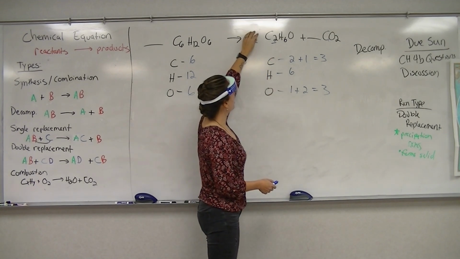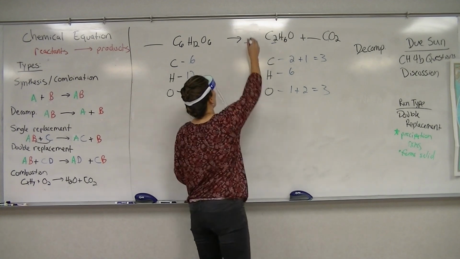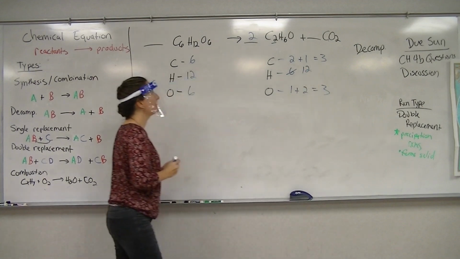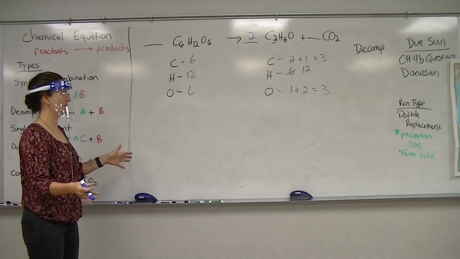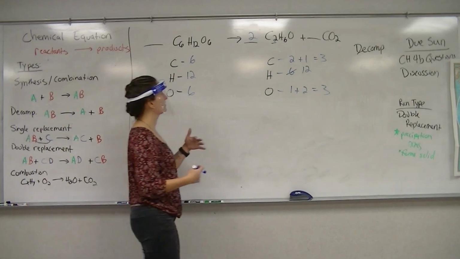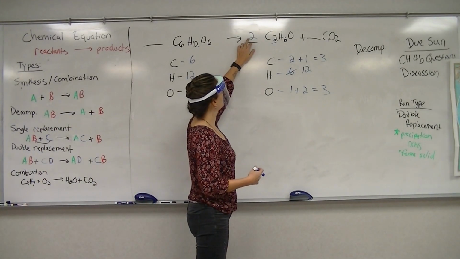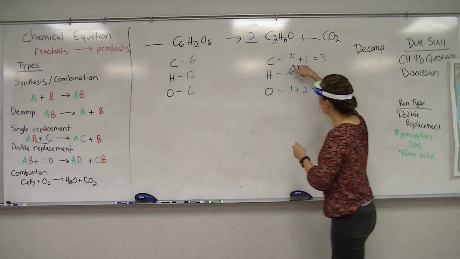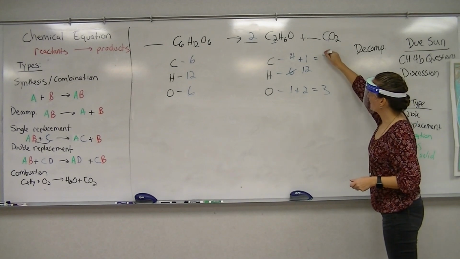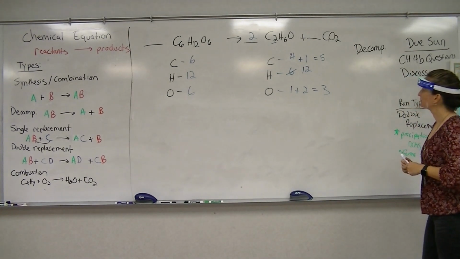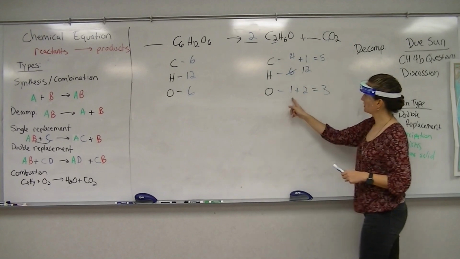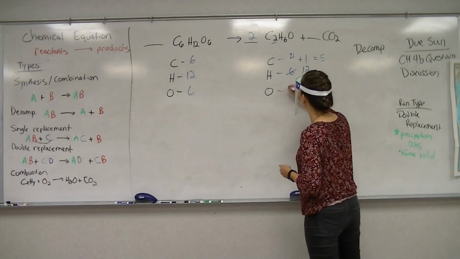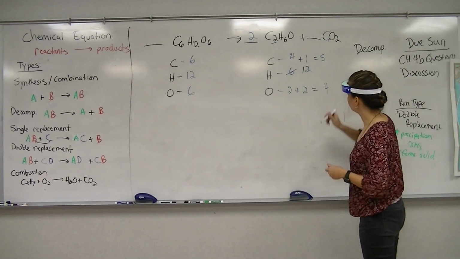Because you always do coefficient times subscript. So if I put a 2 here, I have 12 hydrogens. But it's going to change all the elements in that compound. So it's changing my carbons too. How many carbons do I have now? 2 times 2 would be 4. And I'm just changing this carbon. So my total has changed to 5 now. And then oxygens, I'm changing this first oxygen. How many oxygens have I changed? I have 2 now here. So it's going to be 4.